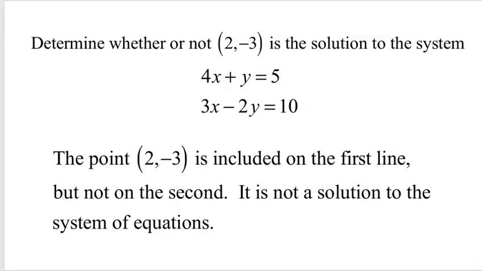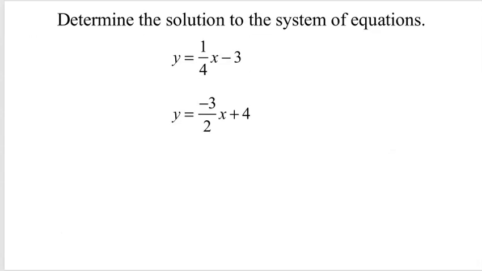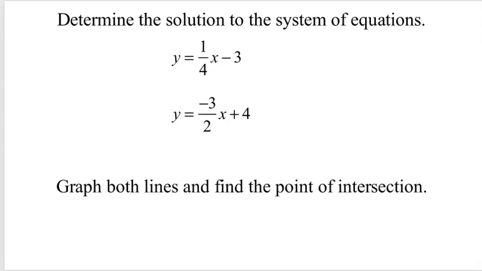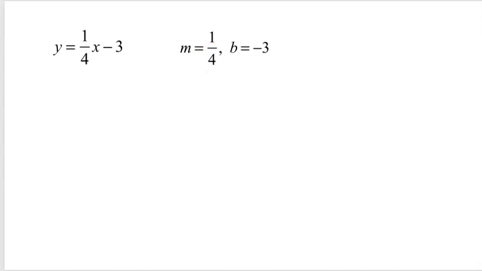So let's talk about one process to find the solution to a system of linear equations. So here we go. I have y equals 1/4 x minus 3 and y equals negative 3/2 x plus 4. My goal is to graph both of those lines and then find the point of intersection. So I was very kind. Both of these are given in slope-intercept form, y equals mx plus b. So graphing will be fairly easy.